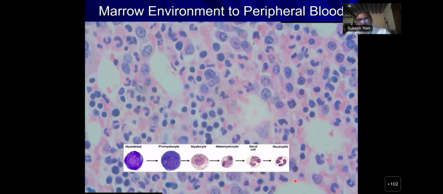Now, there is a philosophy for that. That's not philosophy, there's a physiology for that. You must realize that when the neutrophil comes from a myeloblast, it undergoes 4 changes. And these changes take place in 5 to 7 days.